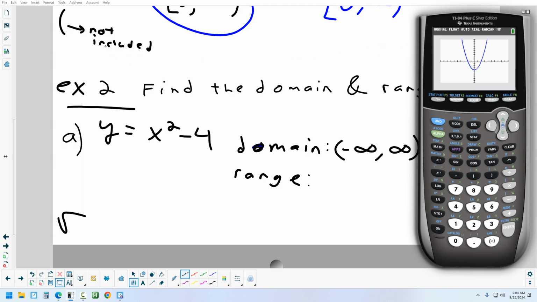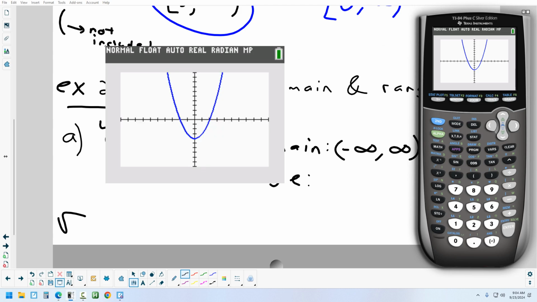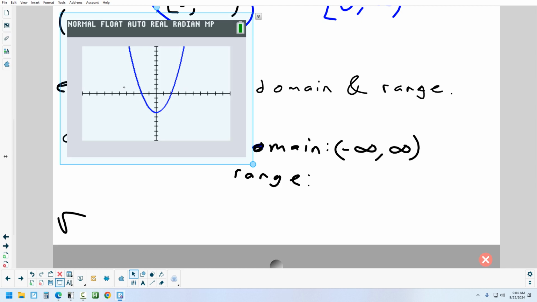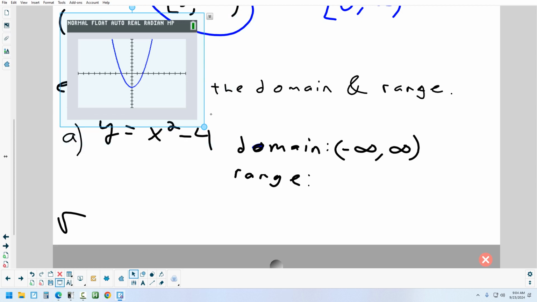What does it look like the lowest that graph goes is? -4. And what does it look like the highest it goes? Infinity. The lowest is -4, and the highest is infinity. Okay, we never reach infinity. And it will reach -4, like if you plug in 0. When x is 0, you are down 4.